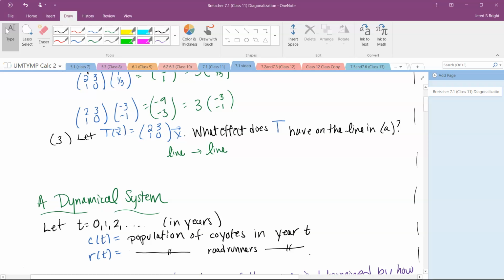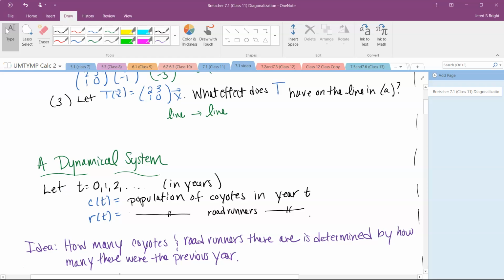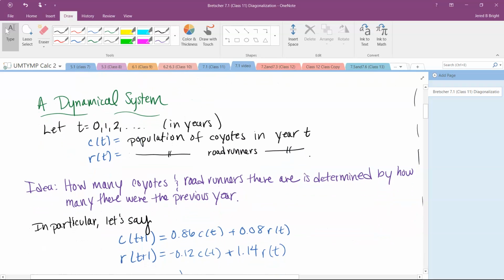Okay, but the idea is that we call this a dynamical system because the change in one population is linked to the change in the other one. So the number of coyotes and roadrunners that are present is determined by how many there were the previous year. In particular, maybe this is the model that we're going to go with. The number of coyotes for the next year is based on both the coyotes and roadrunners from the previous year, and similar with the roadrunners. C is coyotes, R is roadrunners.